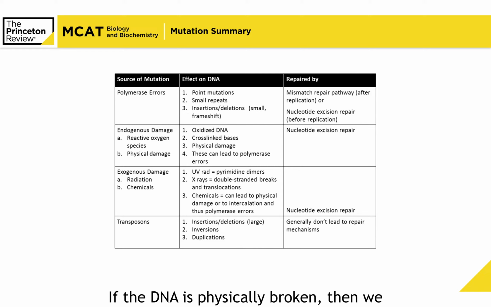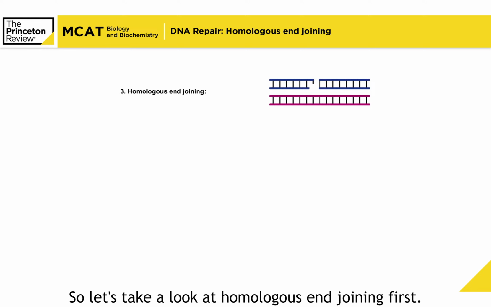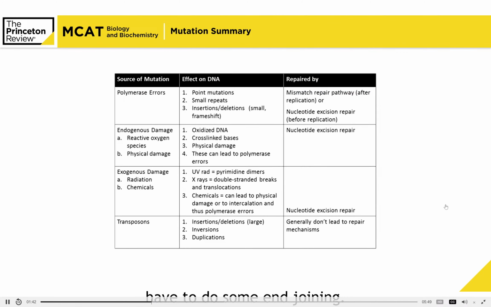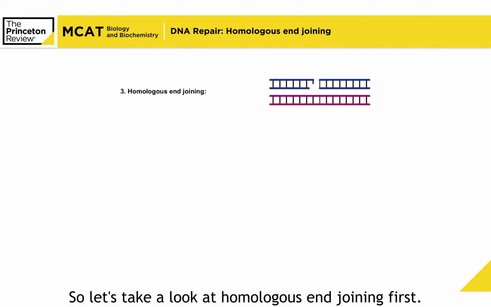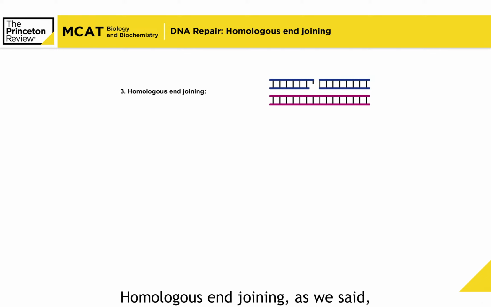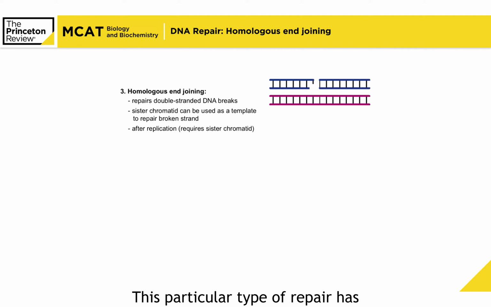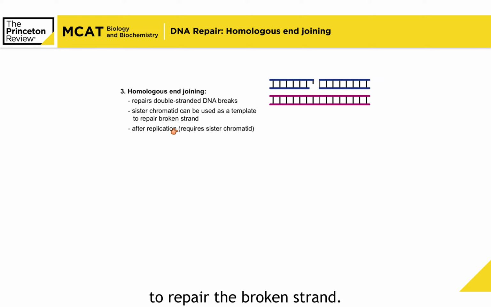If the DNA is physically broken, then we have to do some end joining. And there's two possibilities for this. So let's take a look at homologous end joining first. Homologous end joining, as we said, is going to repair double-stranded DNA breaks. This particular type of repair has to happen after replication. It requires the use of a sister chromatid as a template to repair the broken strand.